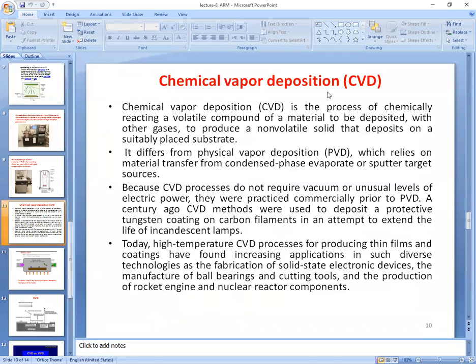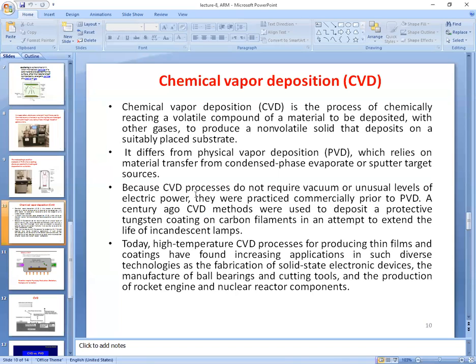The next one is the chemical vapor deposition, CVD. Chemical vapor deposition is a process of chemically reacting a volatile compound of a material to be deposited with other gases to produce a non-volatile solid that deposits on a suitably placed substrate. It differs from physical vapor deposition, which relies on the metal transfer from condensed phase evaporated on sputter target sources.